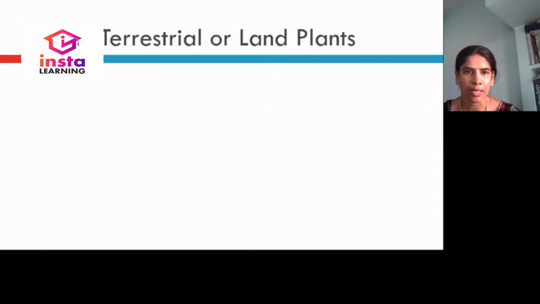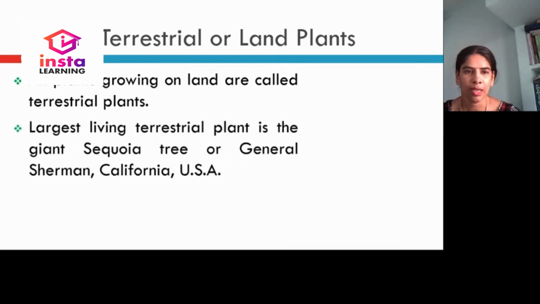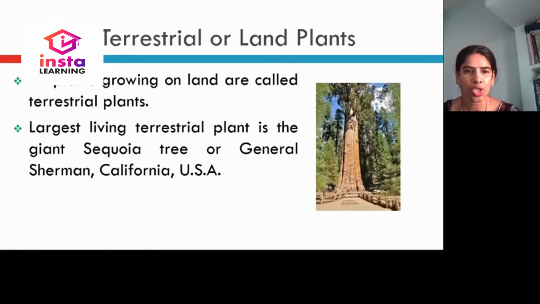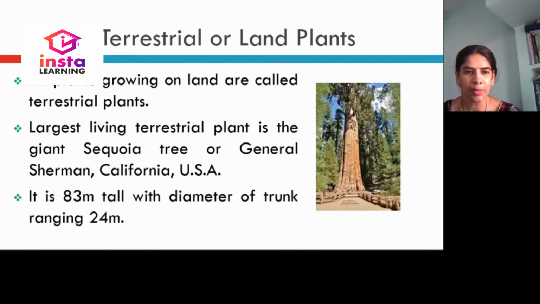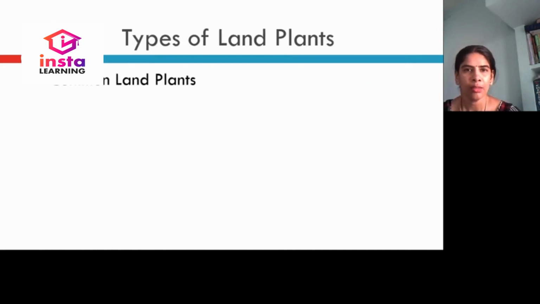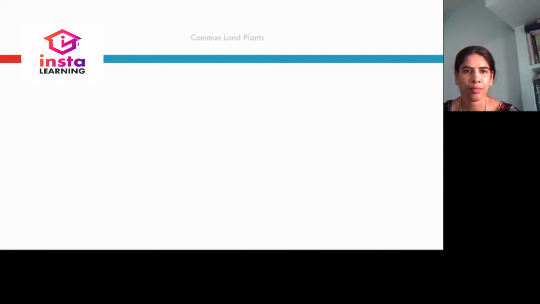Terrestrial or land plants. All plants growing on land are called terrestrial plants. The largest living terrestrial plant is the giant sequoia tree, or General Sherman, which is in California, USA. It is 83 meters tall with a trunk diameter ranging to 24 meters. Types of land plants: common land plants, sea coast plants, hill plants, desert plants, parasitic plants and insectivorous plants.